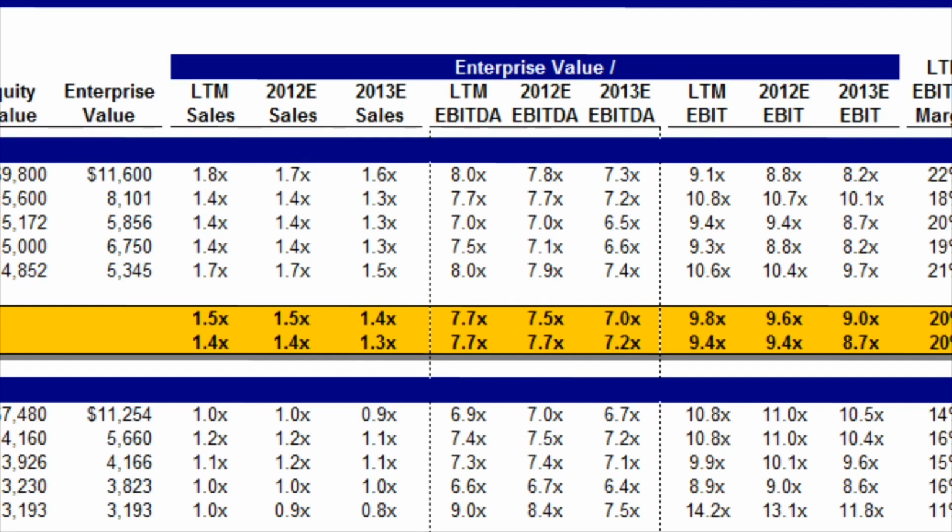One other thing that you will see is that for every multiple, there are 3 versions: LTM, 2012E, 2013E. What does it mean? LTM is a multiple based on historical values. So, for example, LTM enterprise value to sales means I'm using the sales of the last 12 months. LTM means last 12 months. Again, we're going to go through this.